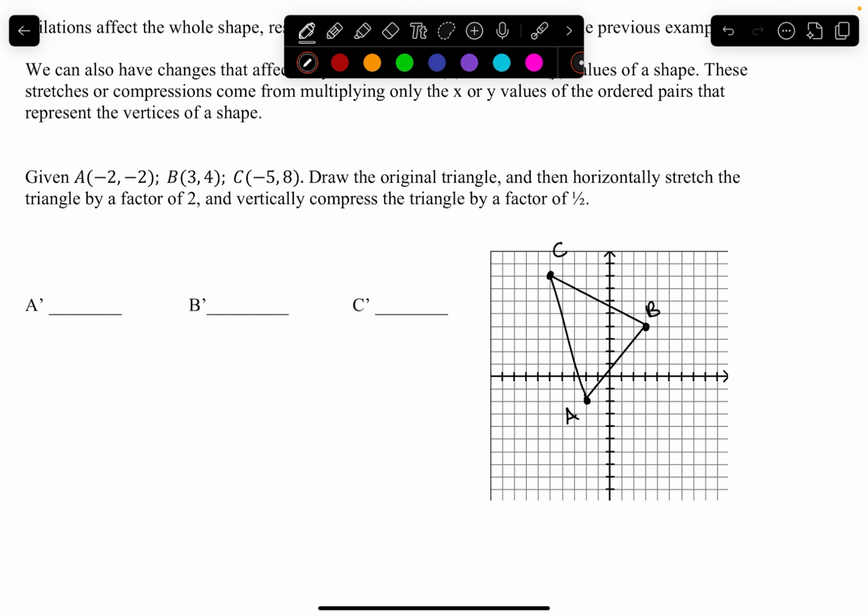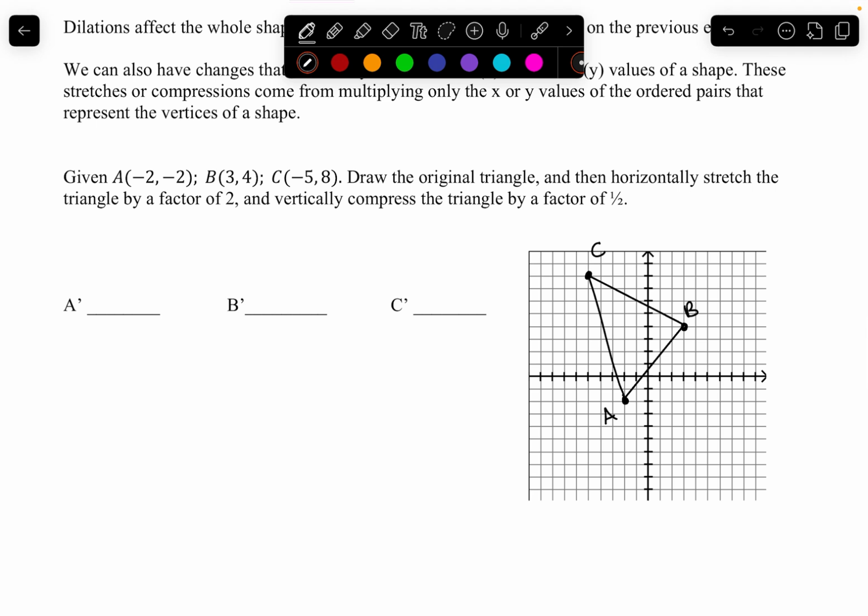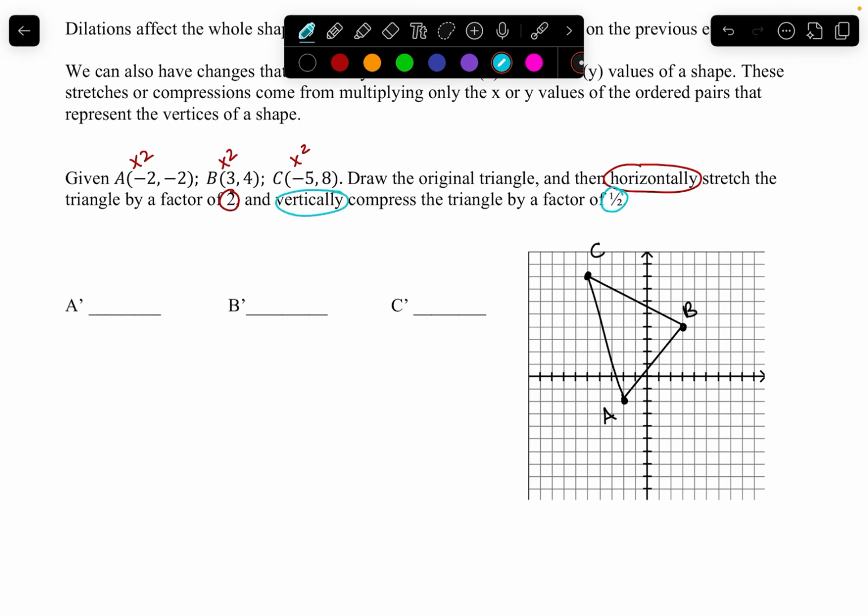And then I am supposed to horizontally, so that affects your x's, horizontally stretch the triangle by a factor of 2. So horizontally, I am going to multiply my x's by a factor of 2. And then vertically compress by a factor of 1/2. So that is going to affect my y values. And then we're going to get a new coordinate. I'm going to do this in purple. So my triangle should get longer horizontally, but then shorter vertically. So I'm going to get a shorter, wider triangle, essentially.